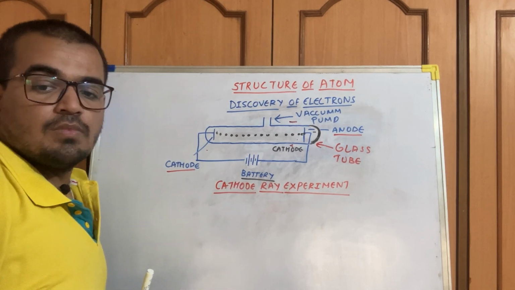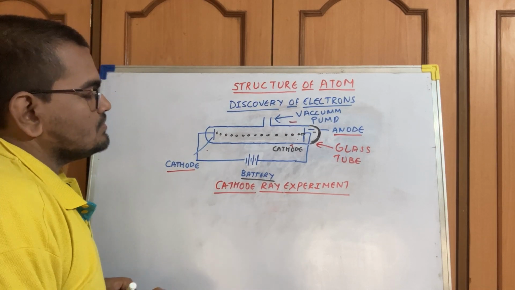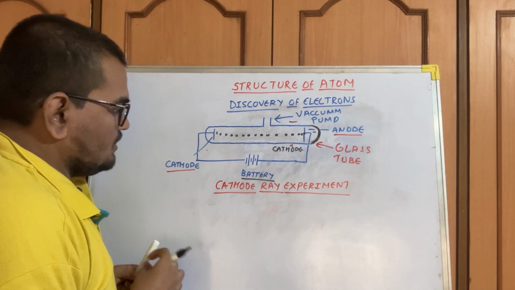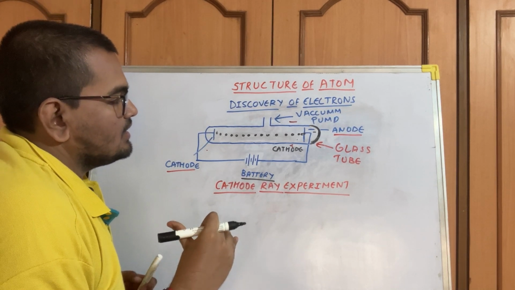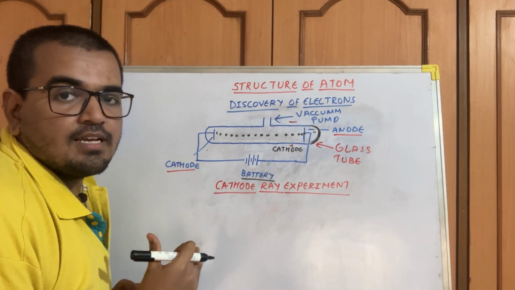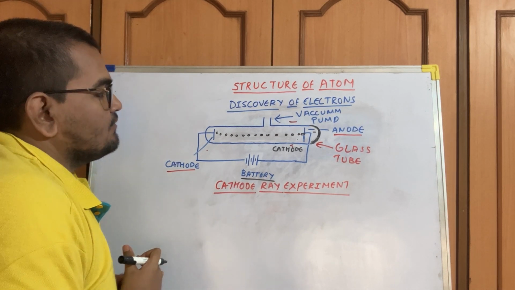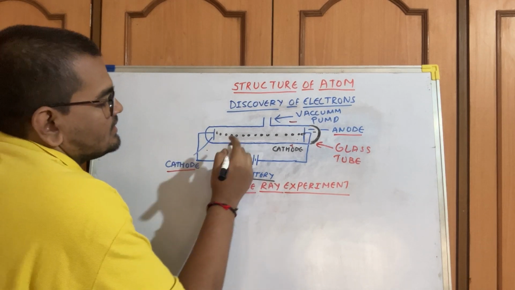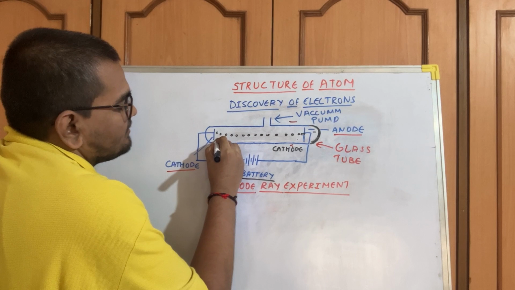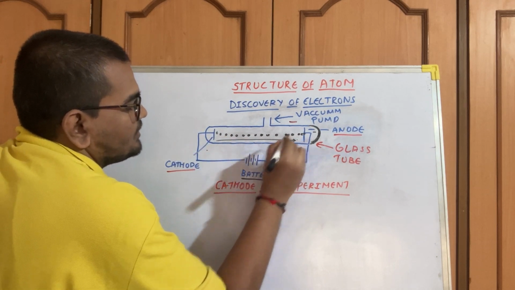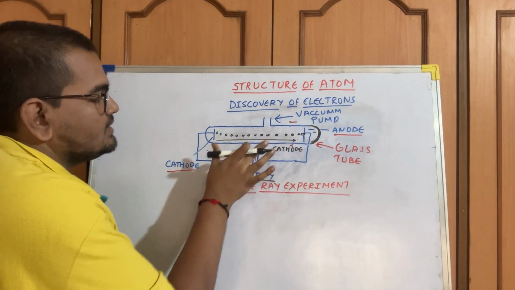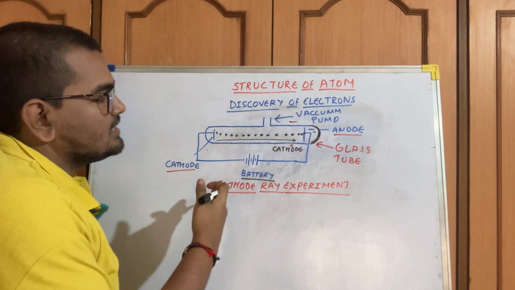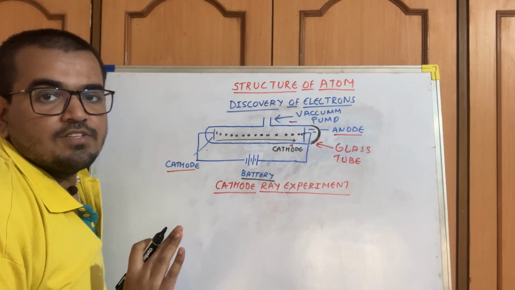So now what results came from this experiment? So first result is the particles travel from cathode to anode. Second one, these particles, or the ray, is generally invisible.